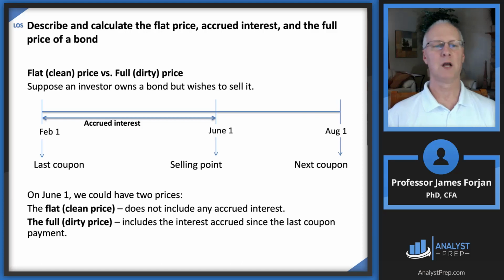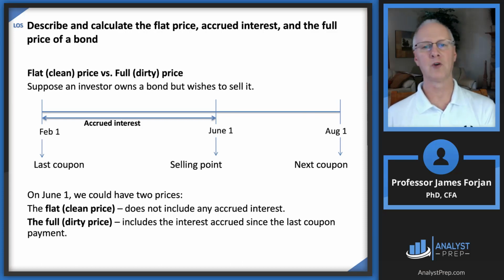So look at the timeline there. February 1st is the last coupon, and then August 1st is the next coupon. But if you want to buy or sell that bond on June 1st, notice that there's going to be some accrued interest that the bondholder is earning, at least implicitly earning, from February 1st all the way to June 1st.